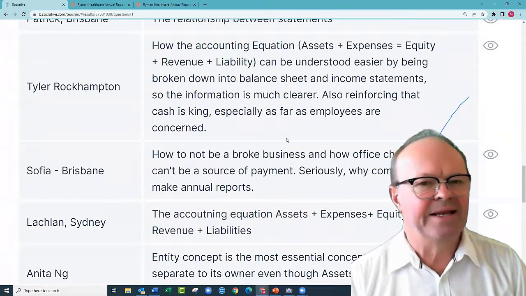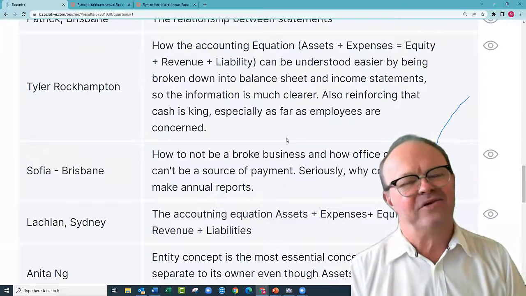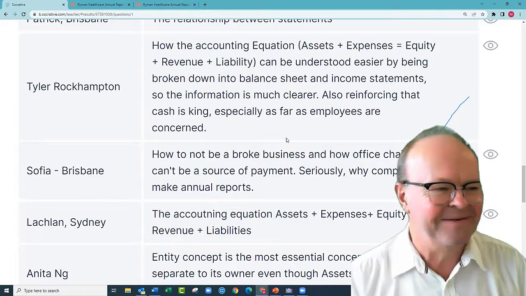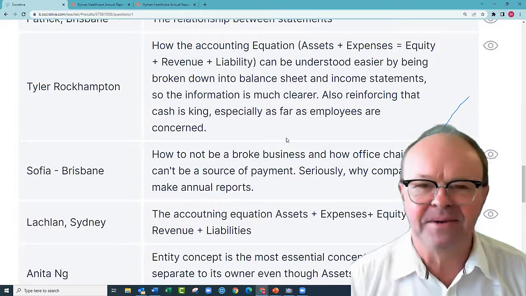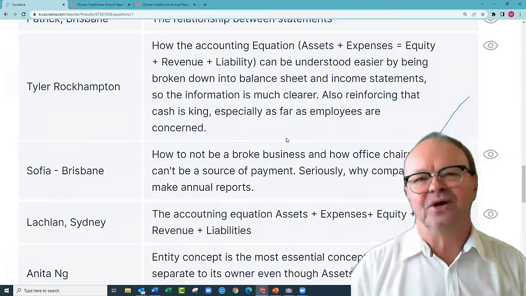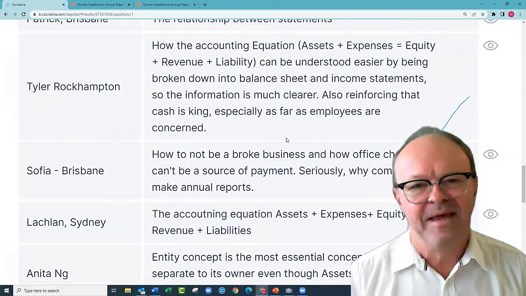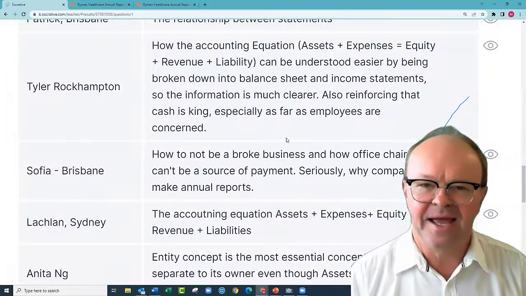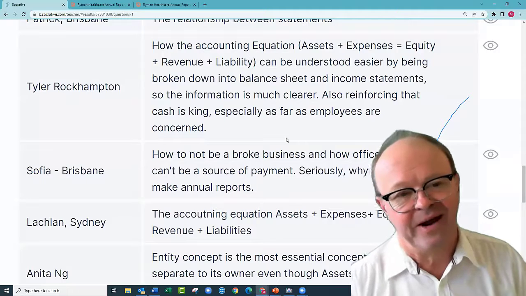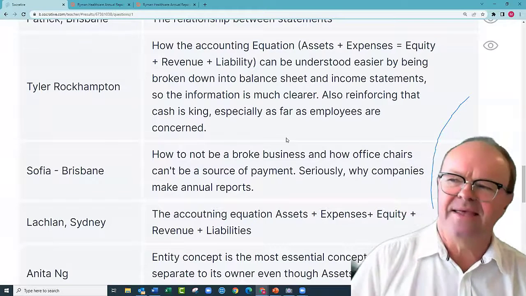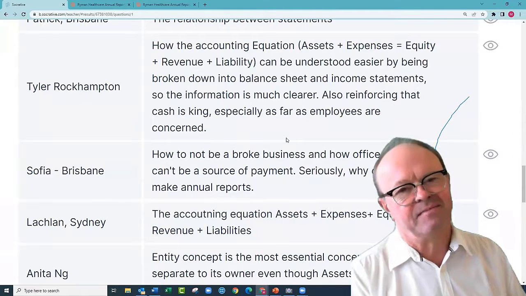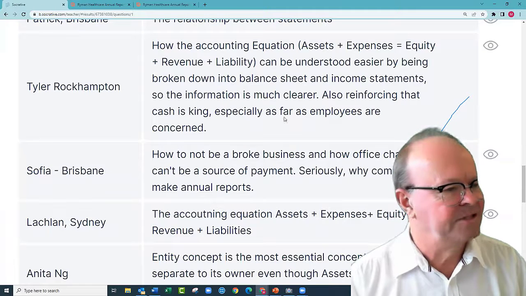It's also reinforcing that cash is king. Yes, cash is the Elvis Presley of assets. It's king because, especially as far as employees are concerned, we like to be paid in cash. So do the suppliers. So does the government when you're paying taxes. Everybody likes to be paid in cash. So if you run out of cash, you're finished. But as long as you can keep cash flowing around, you're in business. So cash is sort of like the asset that is like the blood going around the system. So that's why we have the cash flow statement, so we can keep an eye. We don't want to run out of cash.